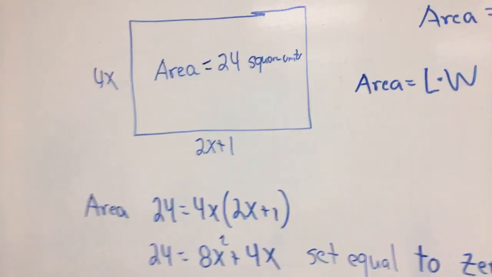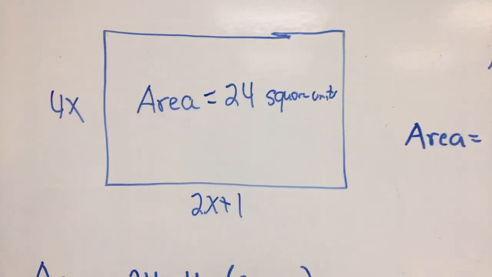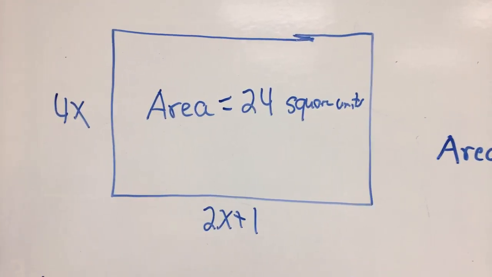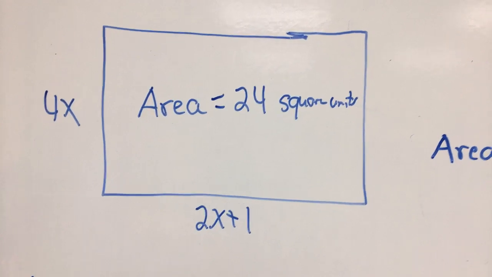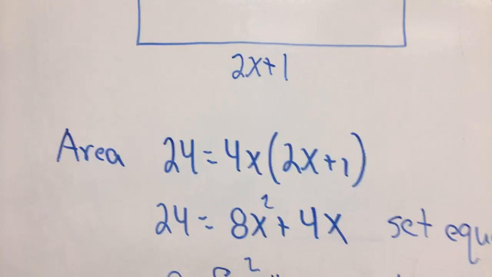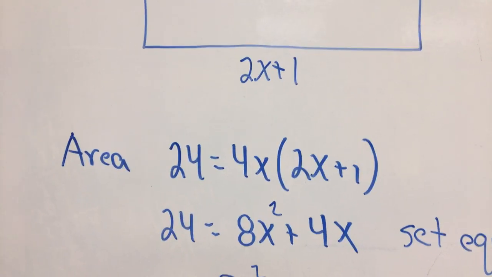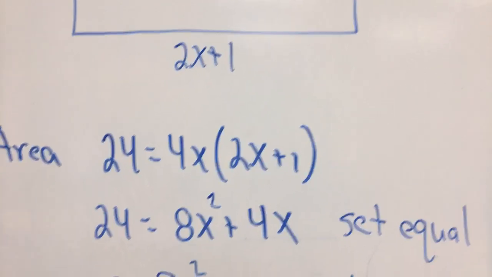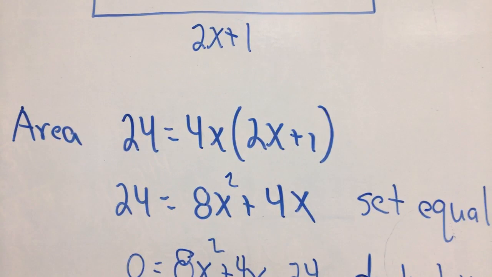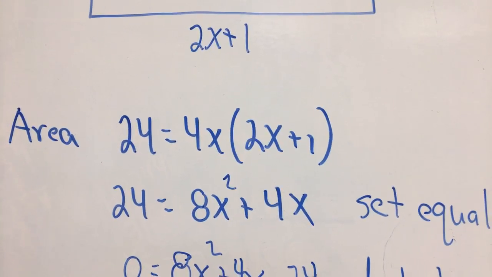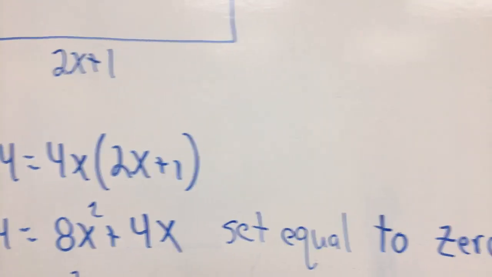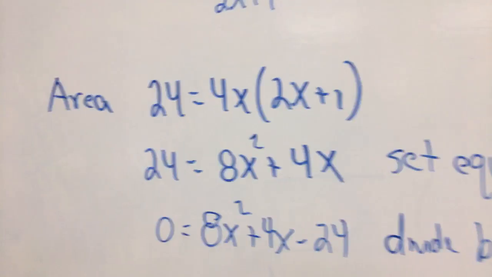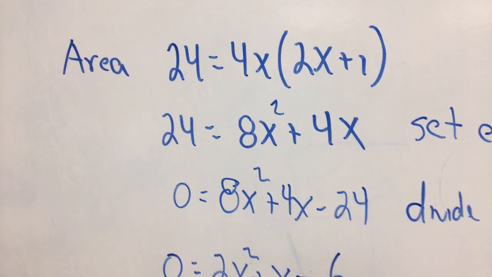All right, so the area of a rectangle. We all know the area of a rectangle is length times width is equal to the area, so it's exactly what we're going to do. We're going to say that the area, 24, is equal to the length times the width, okay? Now you know that 24, you're going to do a little distributing there, is 8x squared plus 4x. Now set this equal to 0 and solve. All right, set it equal to 0 and solve, okay?